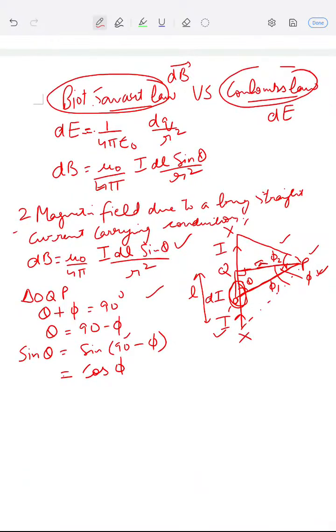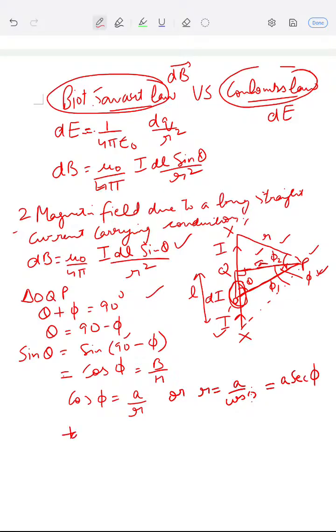So what is cos phi? That is base upon hypotenuse. What is base? This is A. What is hypotenuse? That is R, R is the distance. So we can take R as A divided by cos phi. What is the reciprocal of cos phi? That is secant phi, so R is A secant phi.